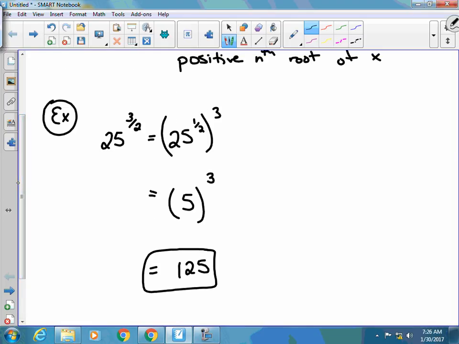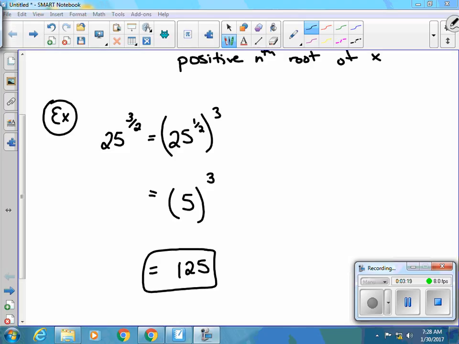So again, what you're doing is you're breaking down that 3 halves. You're pulling the denominator as 1 over the denominator in the parenthesis part, and then you're pulling the numerator number out as an exponent on the outside. And the reason why we're doing that is so we can break down the 1/2 or the 1/3 or whatever it happens to be. So it's a little bit easier to break down.